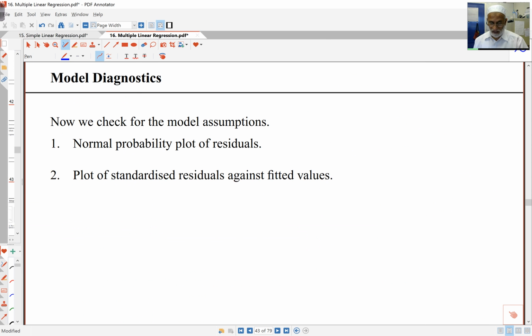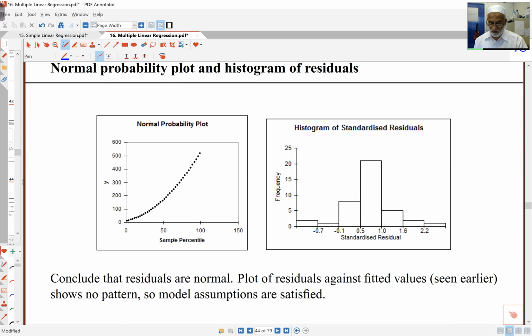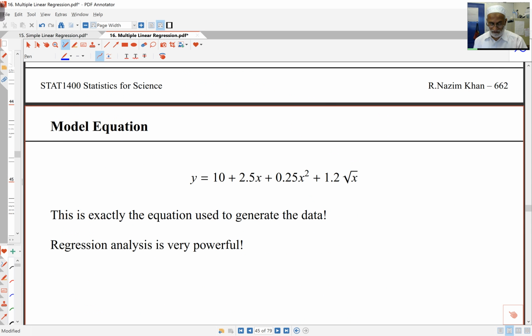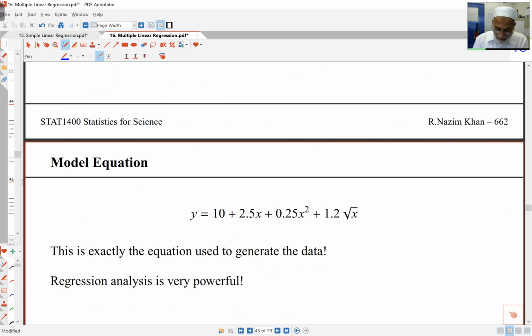So if we look at diagnostics, normal probability plot, the rest of it looks okay. This is the normal probability plot. It doesn't look very different from straight. Histogram looks reasonable. What about looking at residuals? We've seen that already. Now, this is exactly the equation used to generate the data in the first place. So I've got my values of x, and I perform this kind of transformation on them to find my y. But you see, by using regression model building ideas of fitting a simple model and extending that by looking at residuals, I have come back to the exact equation that I had started off with.